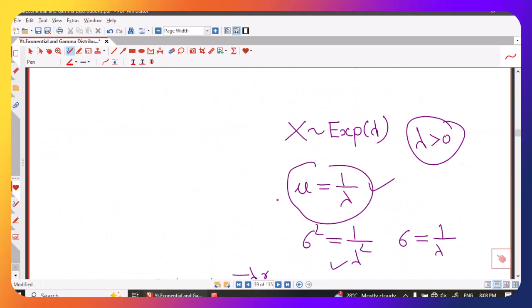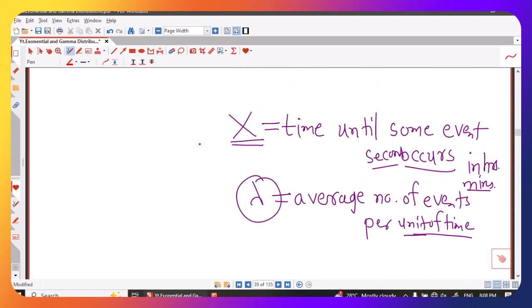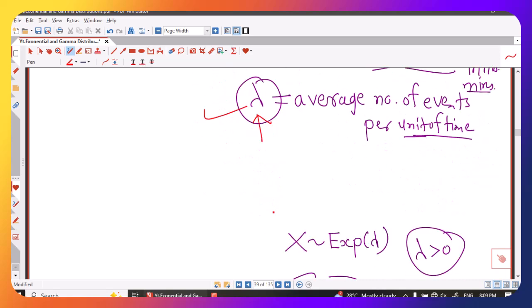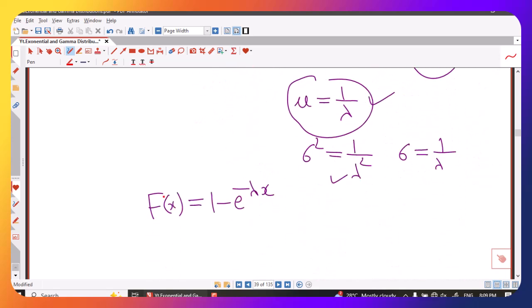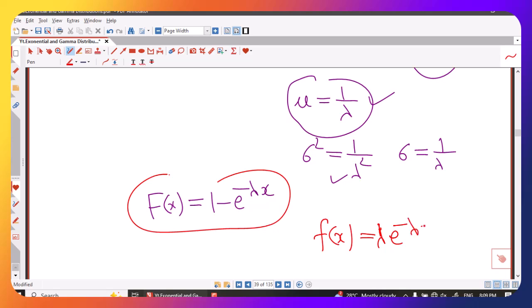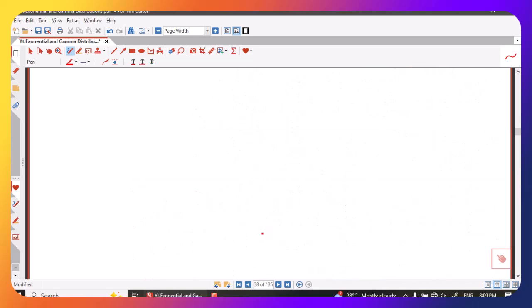All you have to remember is how capital X, the exponential random variable, is defined, and what the parameter of exponential distribution is. And if you remember this, using either the CDF or PDF, you can calculate probabilities related to exponential distribution easily. So this is all about this session.